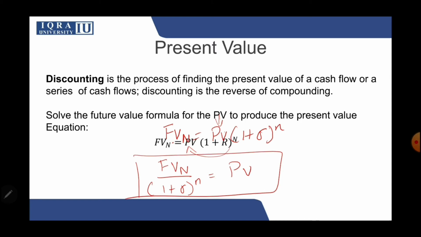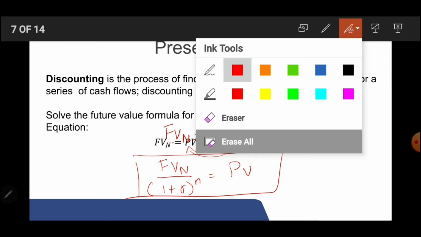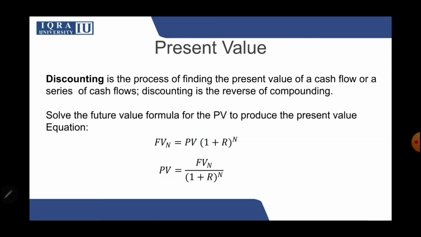Okay, I'm going to clear this so that you can see the cleaner version. So basically this is your present value formula. It is one formula, but you can solve it for future value and you can use it to solve for the present value as well.